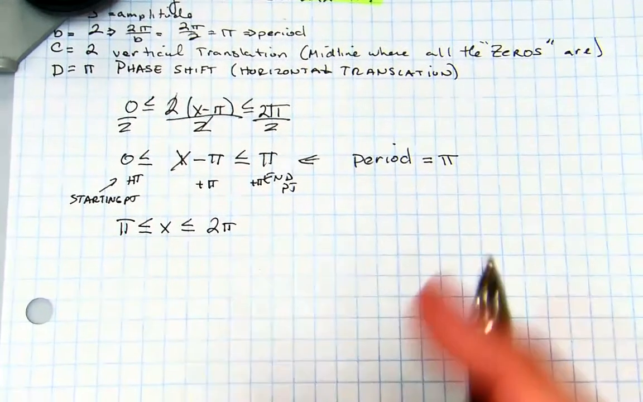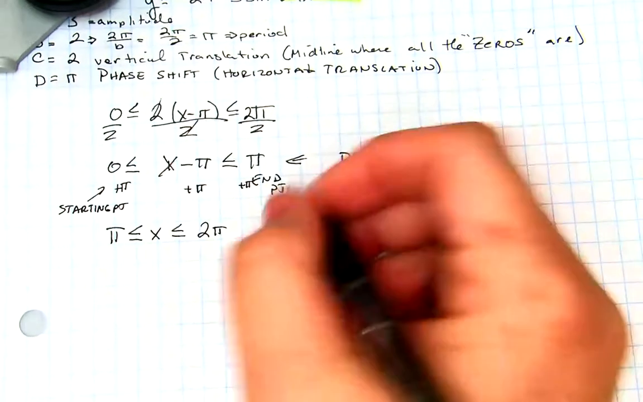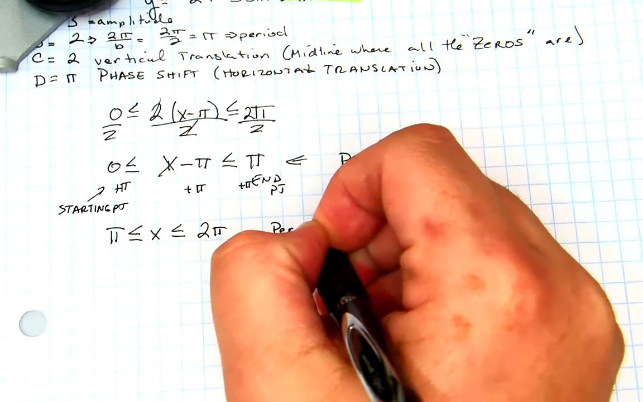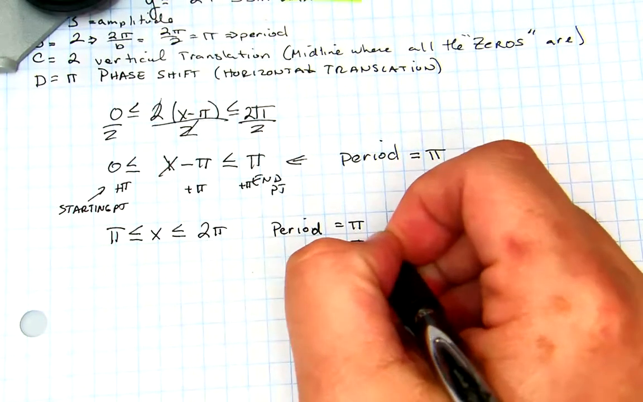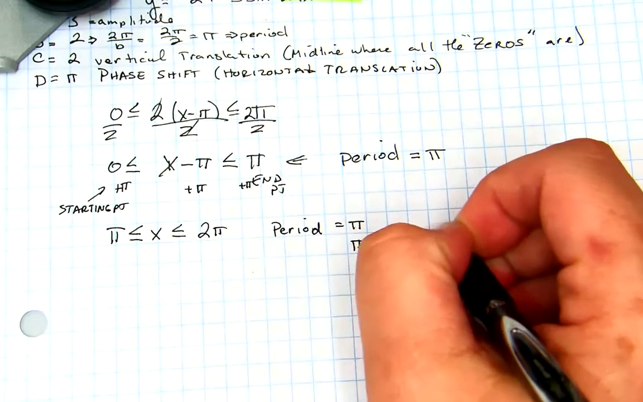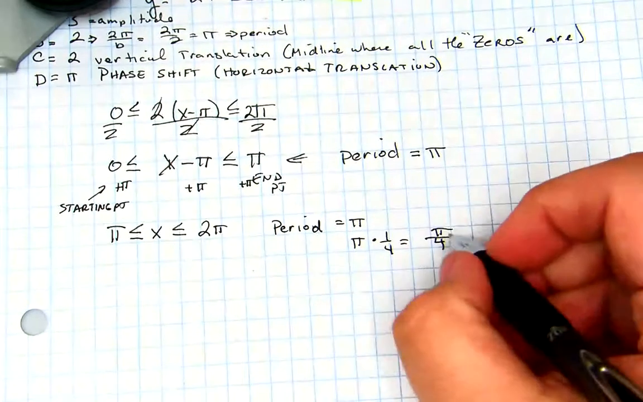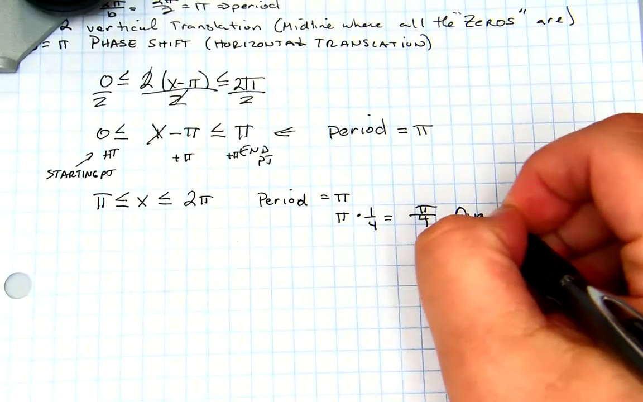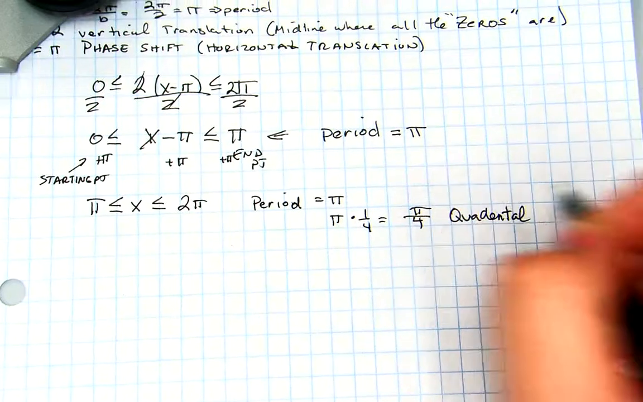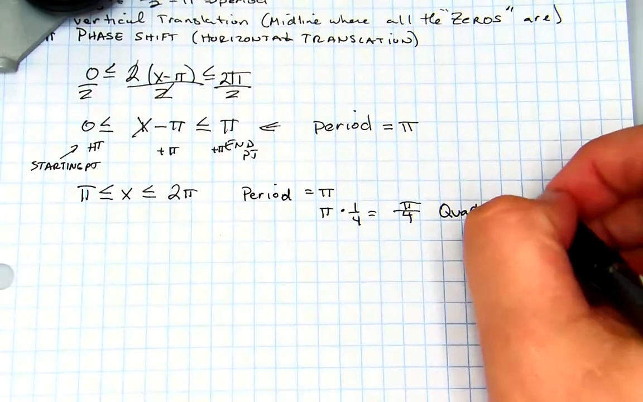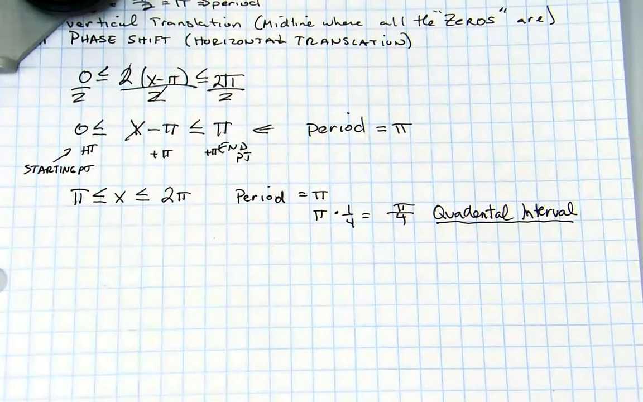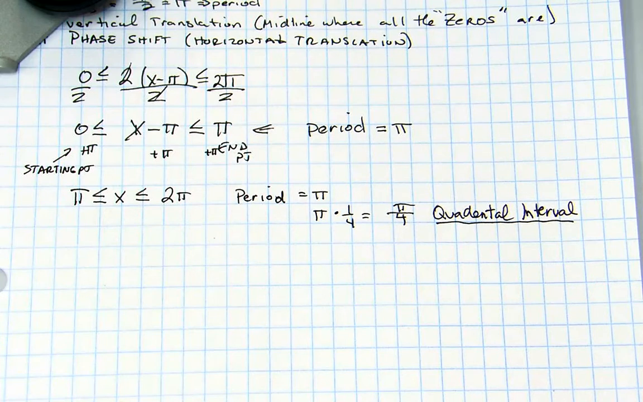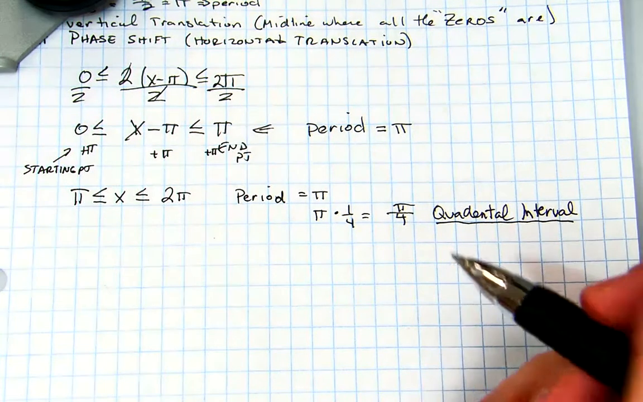Now, what we want to do in this case is take the period, the length, which is pi, and multiply by 1 over 4. And that would be pi over 4, and that's going to be my quadrantal interval. So that's going to tell me where my, in degrees, 0, 90, 180, 270, and 360 degrees are.